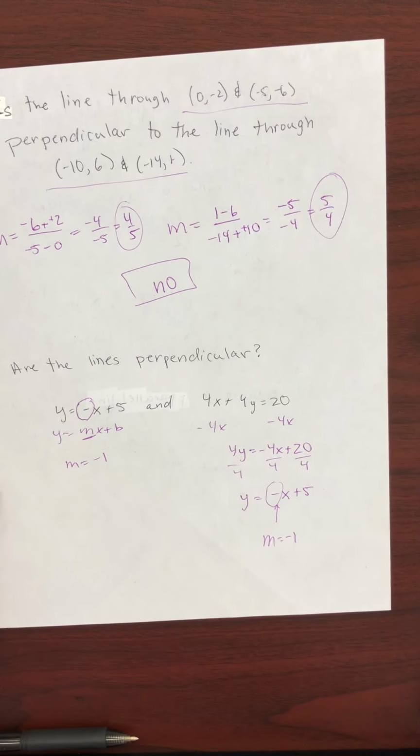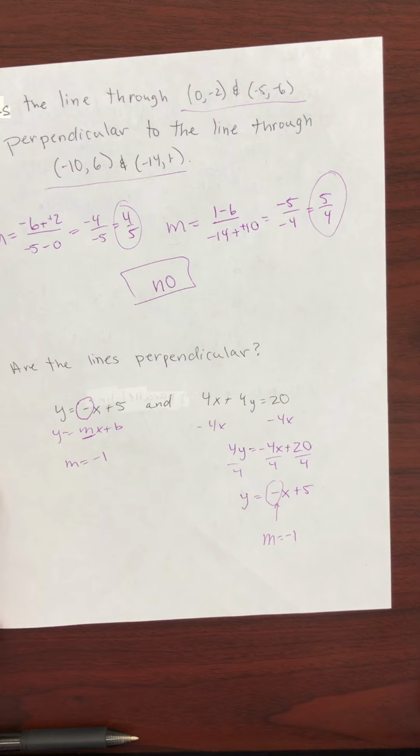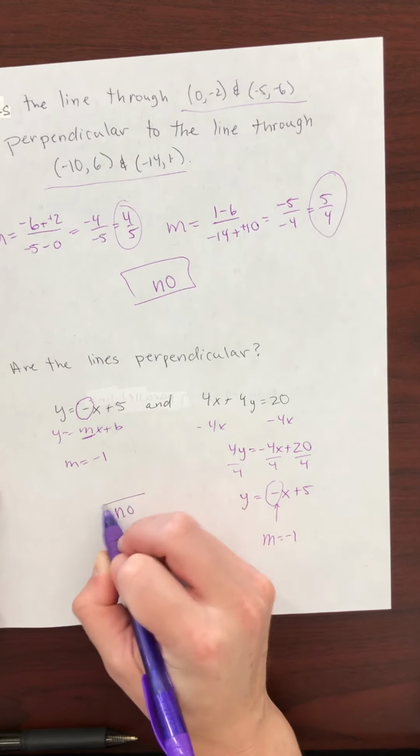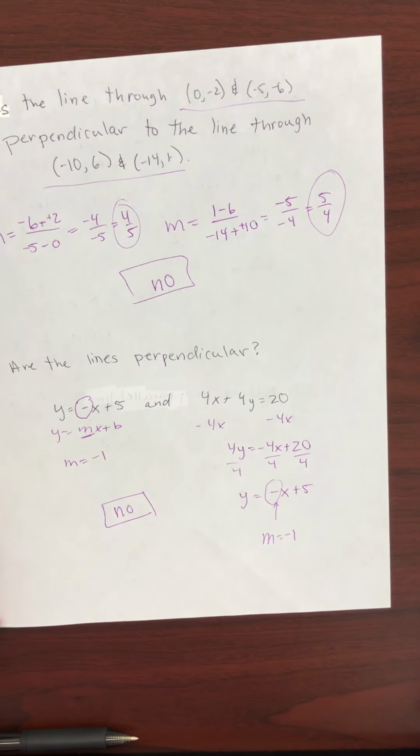Are negative 1 and negative 1 opposite reciprocals? No, they are reciprocals, but they are not opposite. So they are not perpendicular. Boom. Good luck on the homework.